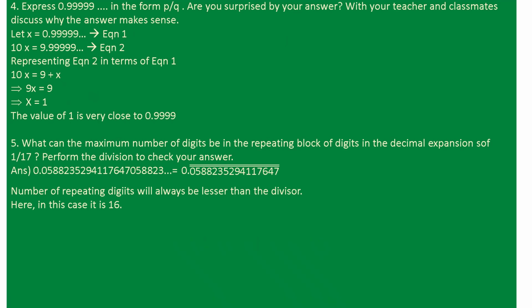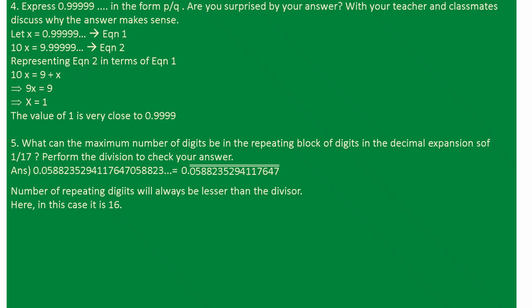Express 0.9999 in the form of p by q. Are you surprised by your answer? Following the same steps as we have discussed in the previous sums, you evaluate the value of x to be equal to 1. This value of 1 is very close to 0.9999. If it wants to be expressed in the form of p by q, you represent x as 1 by 1. Sum number 5, what can be the maximum number of digits in the repeating block of digits in the decimal expansion of 1 by 17?